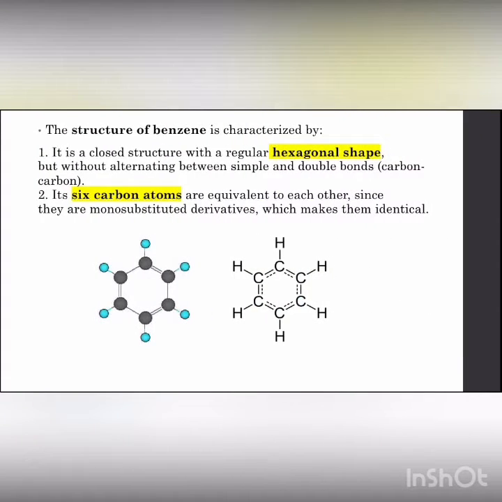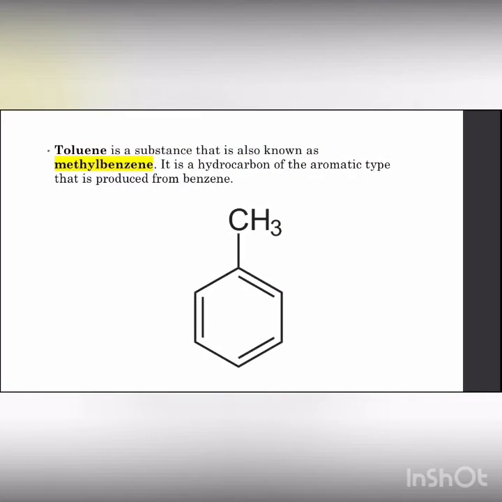The structure of benzene is characterized by, one, it is a closed structure with a regular hexagonal shape, but without alternating between single and double carbon-carbon bonds. Two, its six carbon atoms are equivalent to each other, since in monosubstituted derivatives this makes them identical.